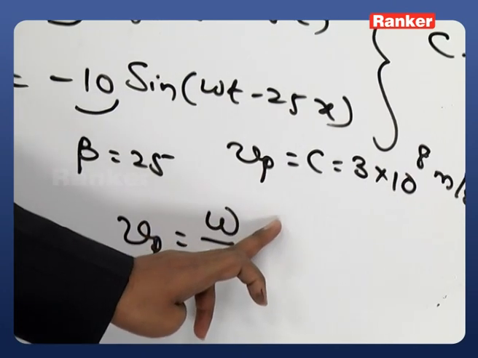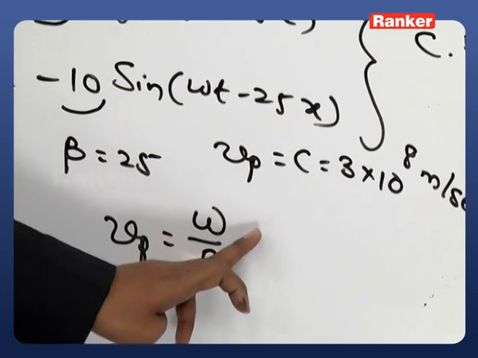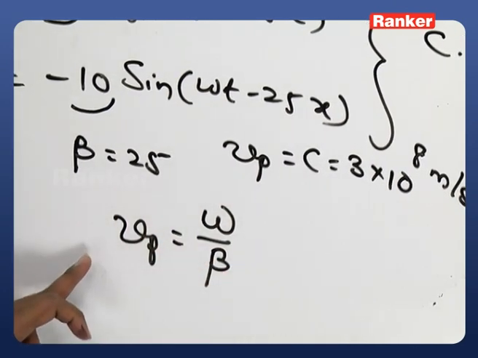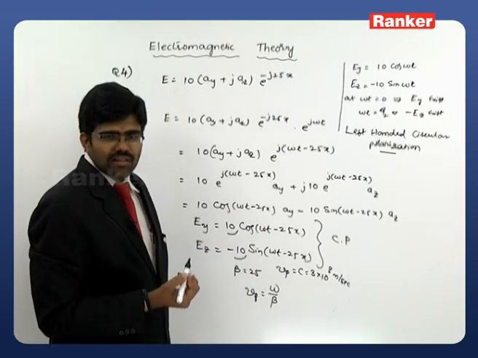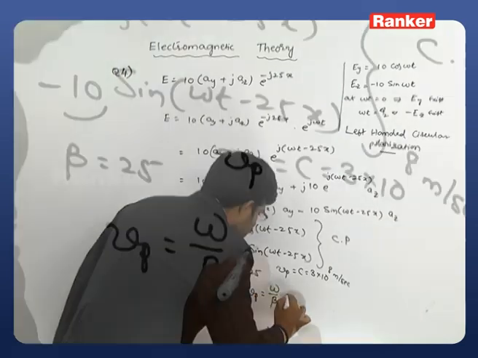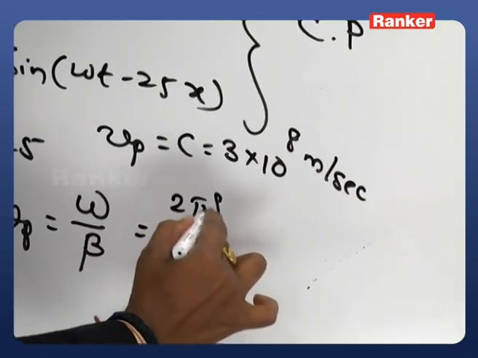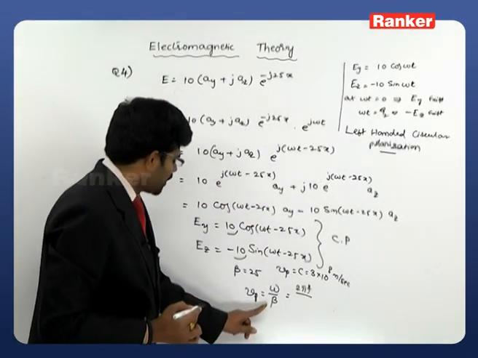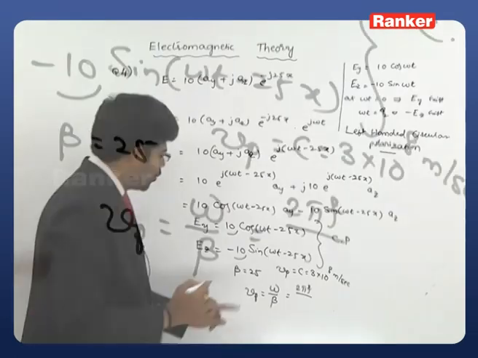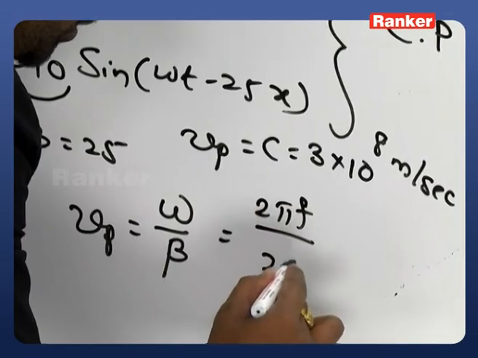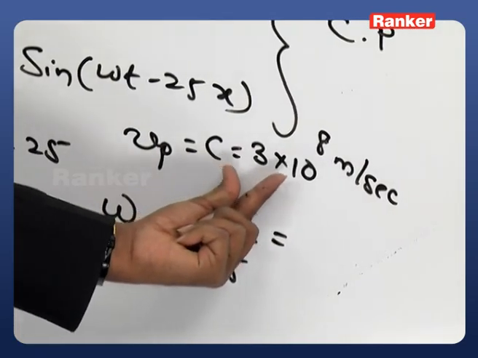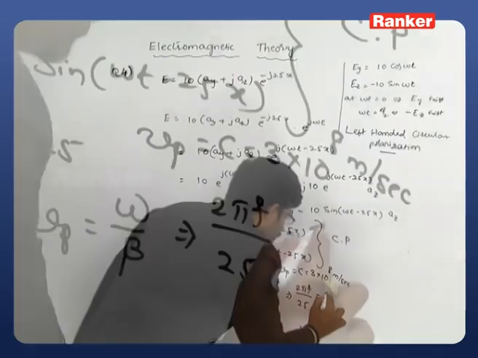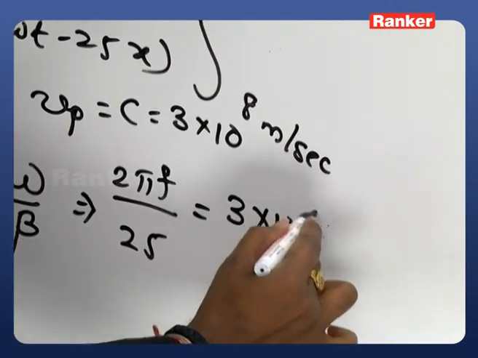Omega is nothing but 2 pi f. So 2 pi f by beta equals the phase velocity. That is what I am considering to get the frequency of our signal. So simply substitute omega equals 2 pi f divided by beta. How much did we get for beta from the equation? 25. So 2 pi f by 25 equals the phase velocity. Phase velocity is nothing but 3 into 10 power 8.